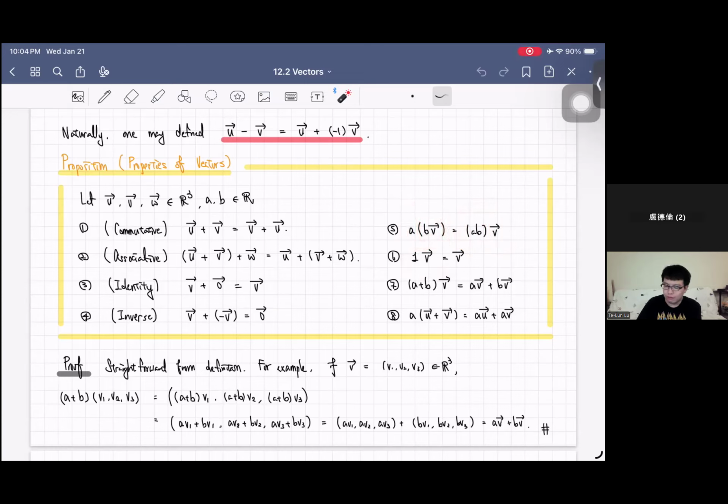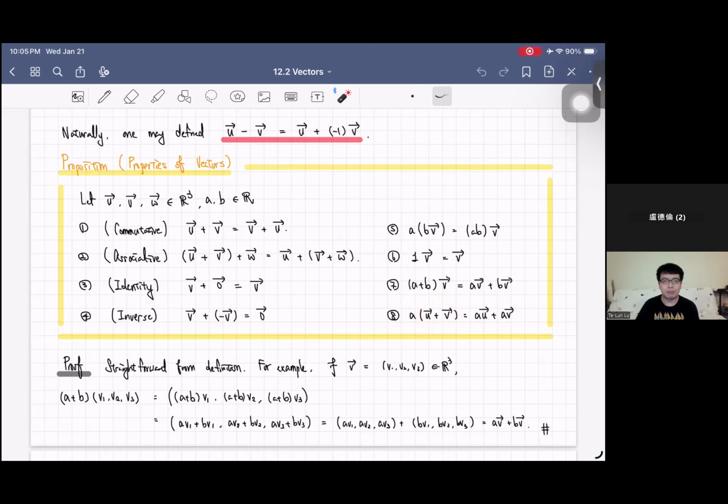For the sixth property, you have 1v equals v. 1 is a number, and 1 times v is v, which is the same thing as in number algebra. And you have several distributive laws. For scalars a and b, if you take the scalar multiplication of the sum a plus b with v, you get av plus bv. The same thing happens for distribution over vectors: a is a scalar, taking scalar multiplication with u plus v, you get au plus av.